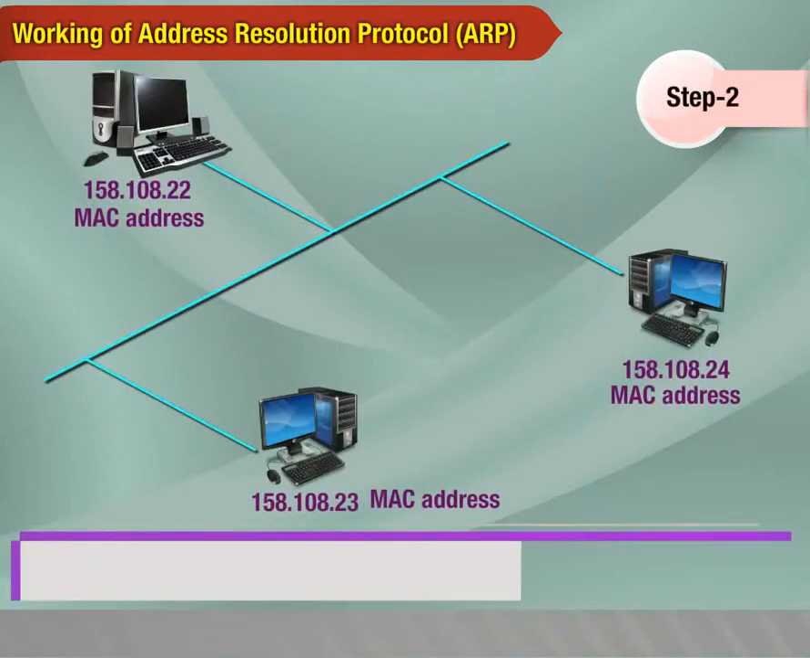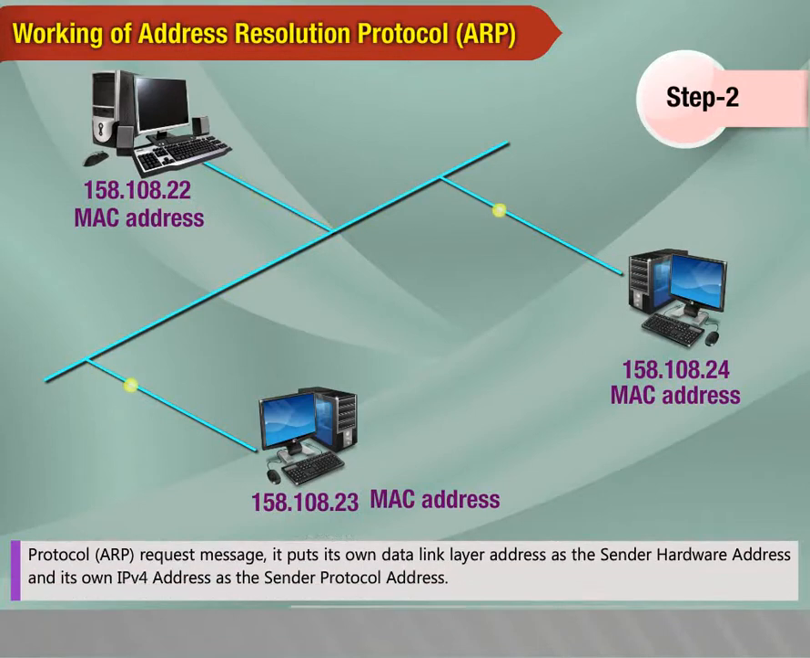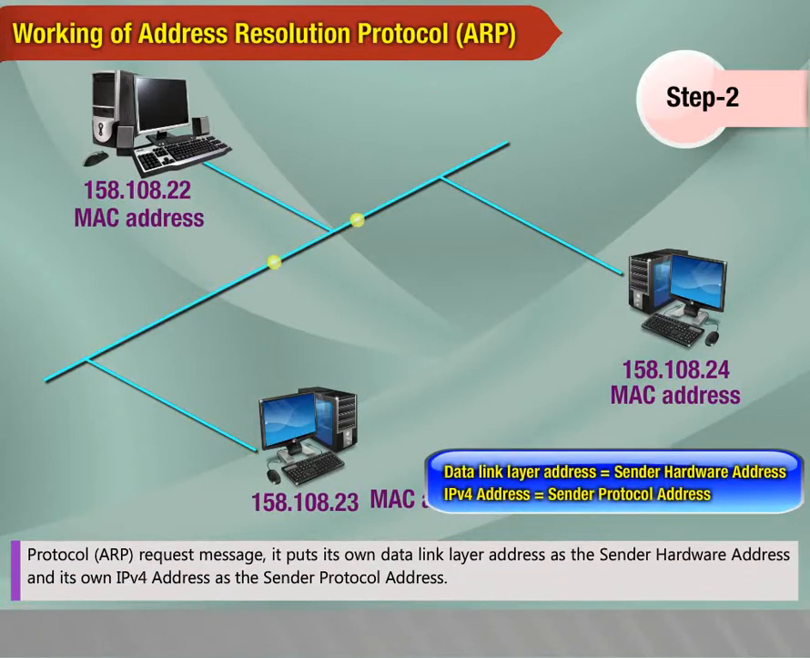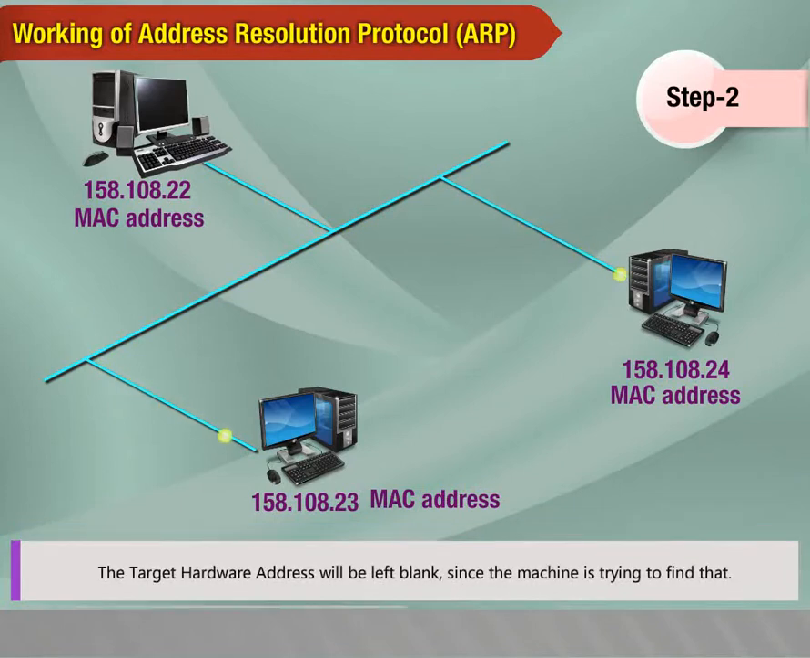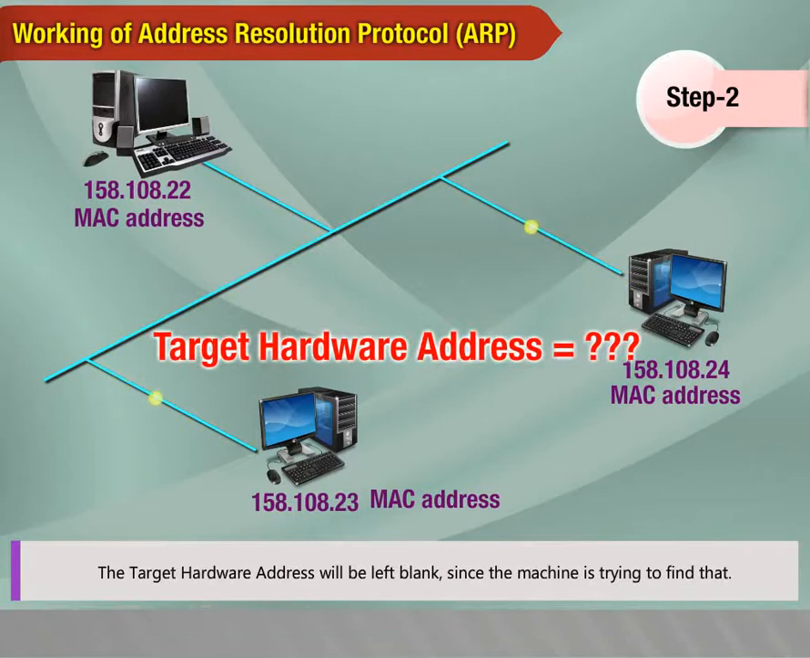Step 2. If the ARP resolution is not there in the local cache, the source machine will generate an ARP request message. It puts its own data link layer address as the sender hardware address and its own IPv4 address as the sender protocol address. The target hardware address will be left blank since the machine is trying to find that.